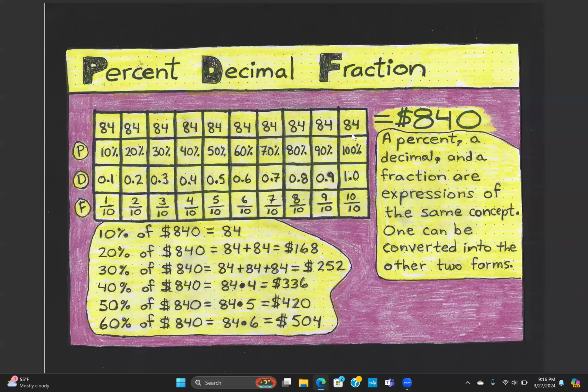Today, we're going to deepen our understanding of how to find a percent of a number. And this time, we're going to use 840. And let us divide 840 into 10 equal parts. But before we do that, let's think of this.